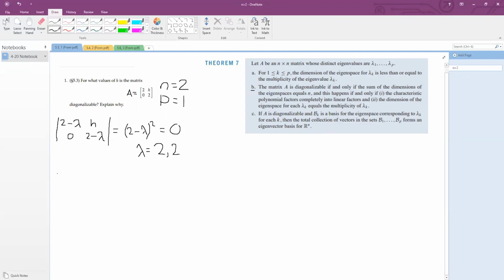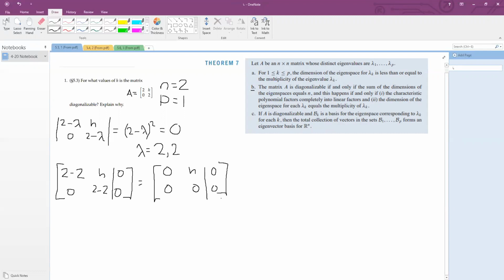If we need to find the dimensions of an eigenspace, that is the same thing as just putting this all in a matrix here. It's going to be A minus lambda I again. So this is going to be 2 minus 2, h, 0, and 2 minus 2, and we're going to augment that with 0, 0. Reduce this, and we end up with 0, h, 0, 0, 0, 0. And now the question being asked is, how can we let the dimension of the eigenspace be 2?